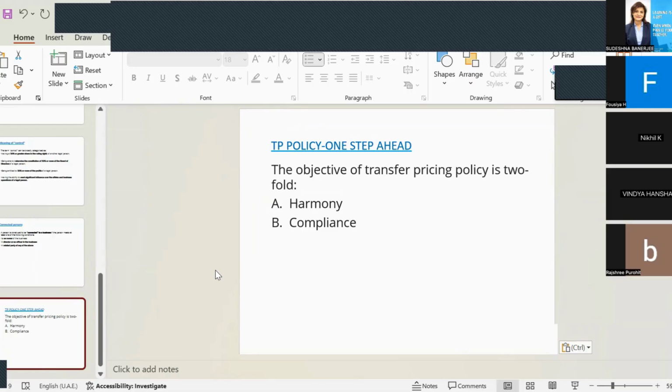Transfer pricing rules are basically implemented to ensure there is harmony and compliance between the enterprises which are transacting on a regular basis, and to ensure that transactions are made at an arm's length price.